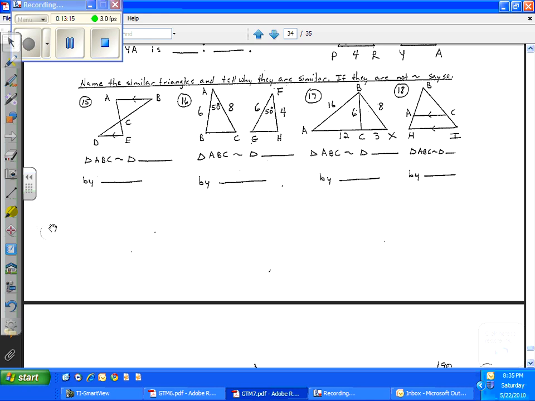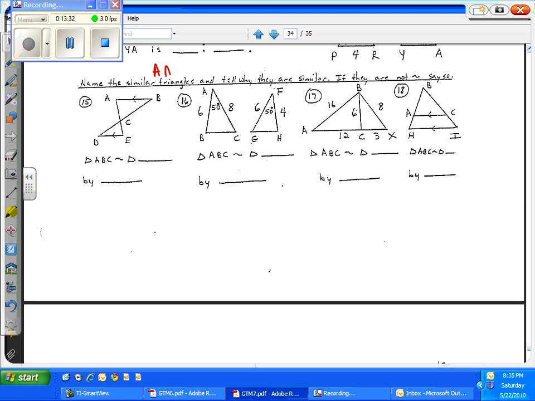The next section says name the similar triangles and tell why they are similar. If they are not similar, say so. We'll put no conclusion or not similar. The 3 ways to prove that 2 triangles are similar, recall, is angle-angle, which means all of the angles of one equal all of the angles of another. Side-angle-side means that an angle of one triangle is equal to an angle of another, and the sides that form those angles are in proportion. And then side-side-side, which means that all 3 sets of sides are proportional, meaning small over small equals medium over medium equals large over large.